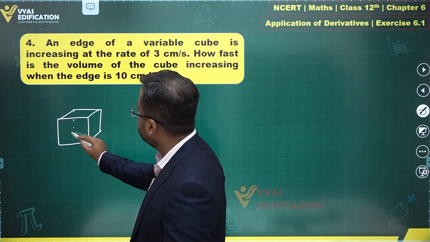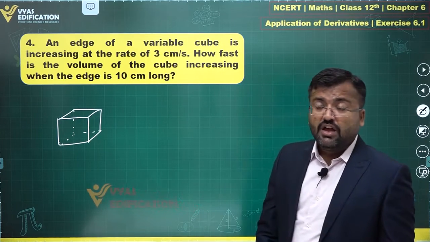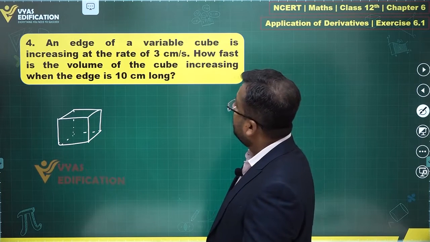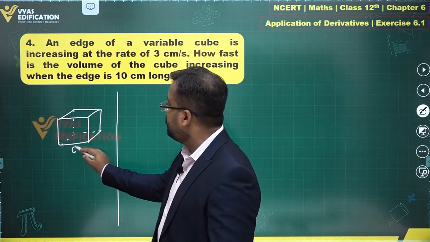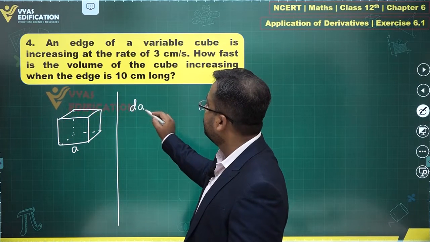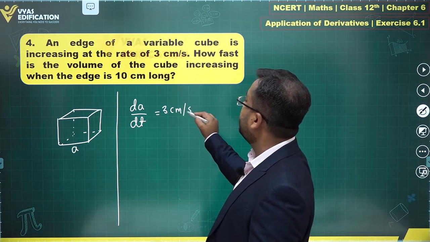This is a cube, and these are, let us say, the hidden edges. The edge of a cube is increasing at the rate of 3 centimeter per second. Let's call this edge A. So dA by dt is given to be 3 centimeter per second.